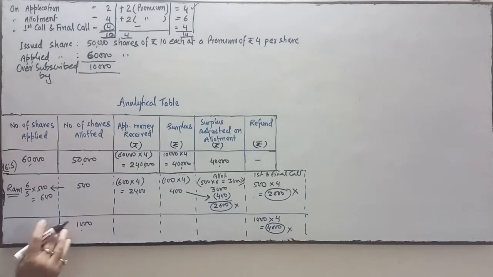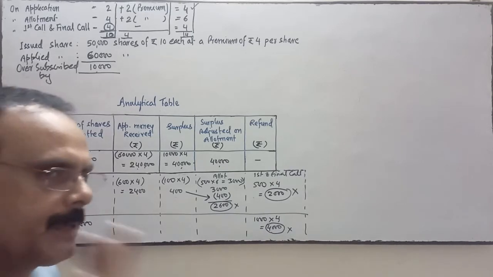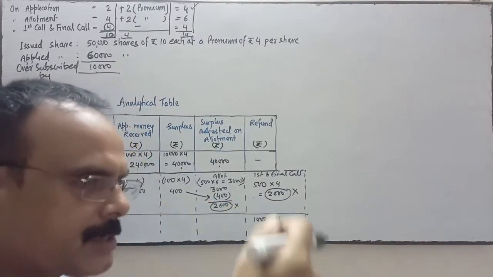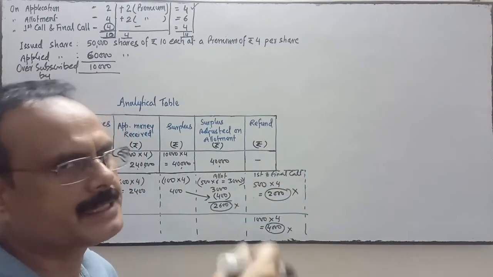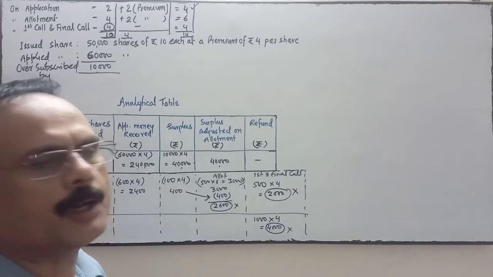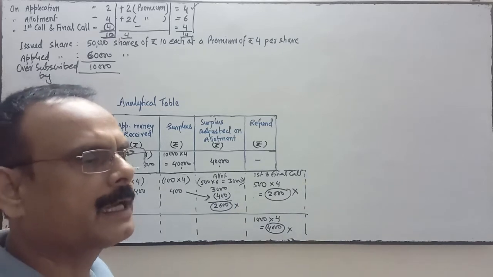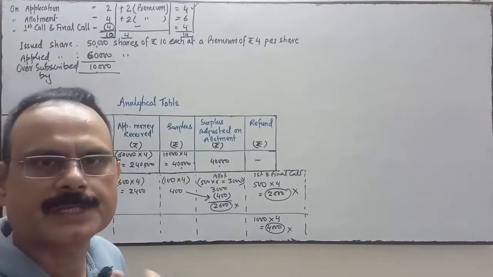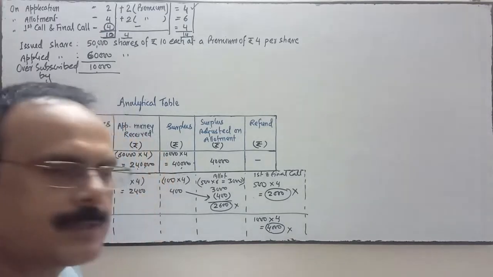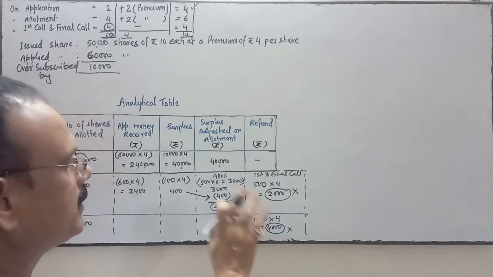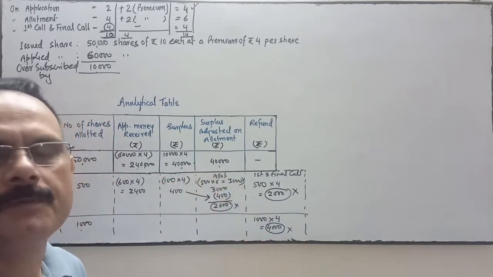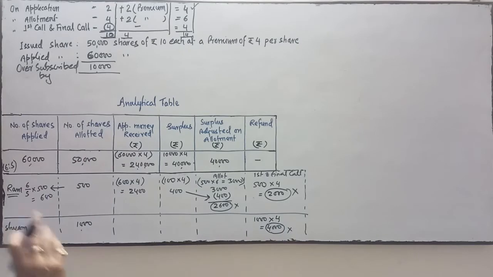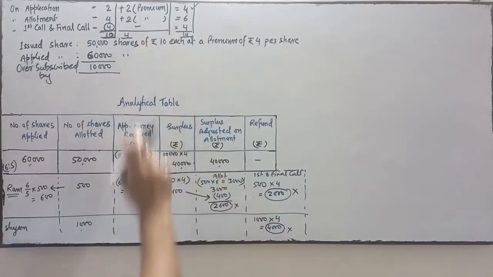Here I have not calculated for how many shares he has applied for. Why? Because he has paid the allotment money, and whatever the surplus money, that surplus would be adjusted on allotment, and he has paid the allotment money. So no need to calculate for how many shares he has applied; it is simply a wastage of time. So I am saving time here. Directly I have calculated the calls in arrear on first and final call of Shyam on 1000 shares at the rate of rupees 4 per share.